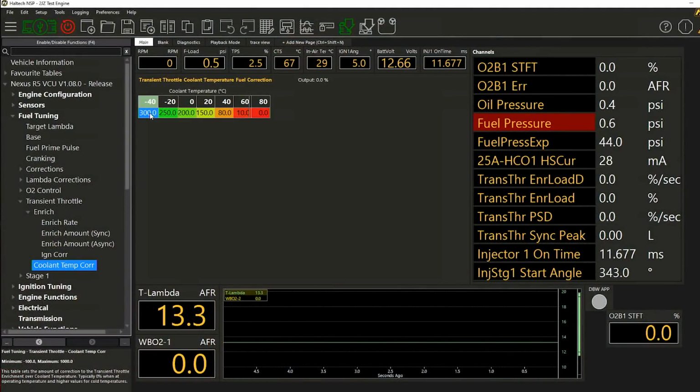Now basically, when the engine's cold, much of the fuel delivered to the intake manifold pulls on the intake manifold walls. So if the engine's cold, we need a bunch more fuel in the transient throttle enrichment map. The further the injector is away from the intake valve, the more coolant temp correction will be required. All right, so now we're armed with a little bit of background information.